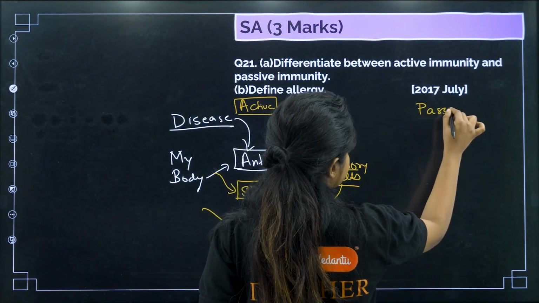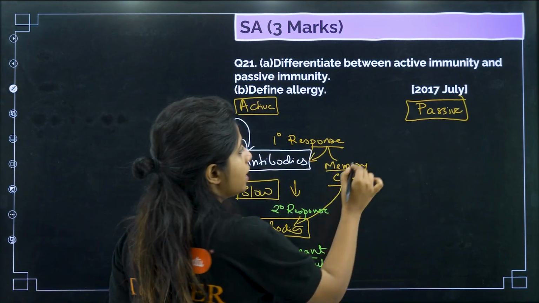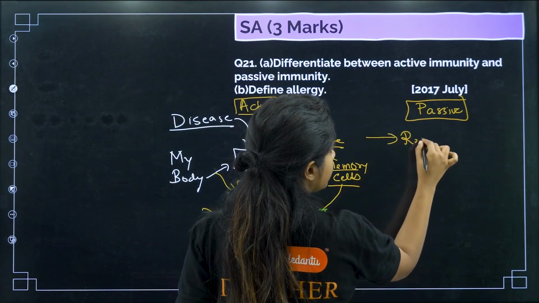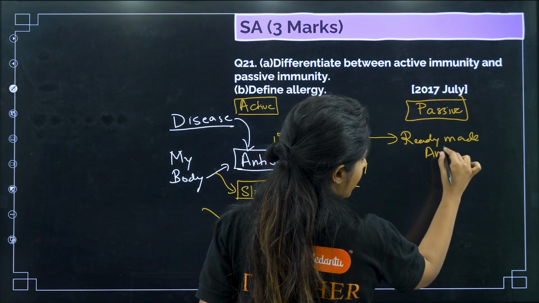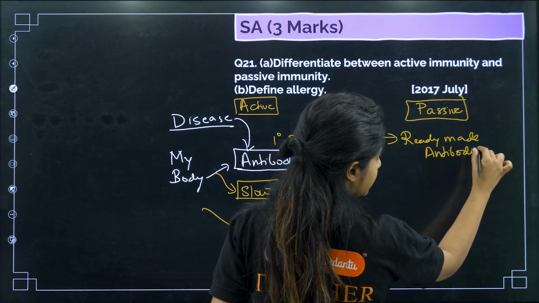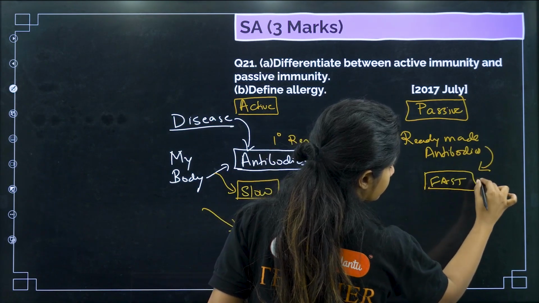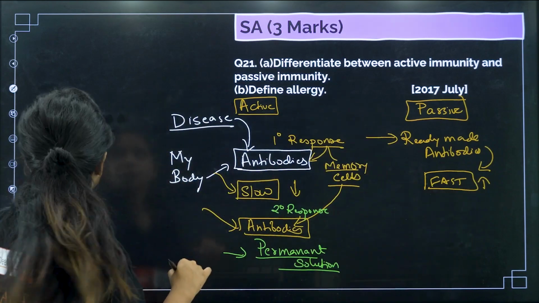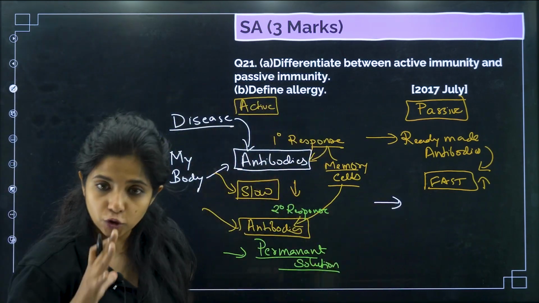Okay, the only good thing is that I am giving ready-made antibodies. Ready-made antibodies means it will be really fast. It will help me. But next time my body encounters an antigen naturally.